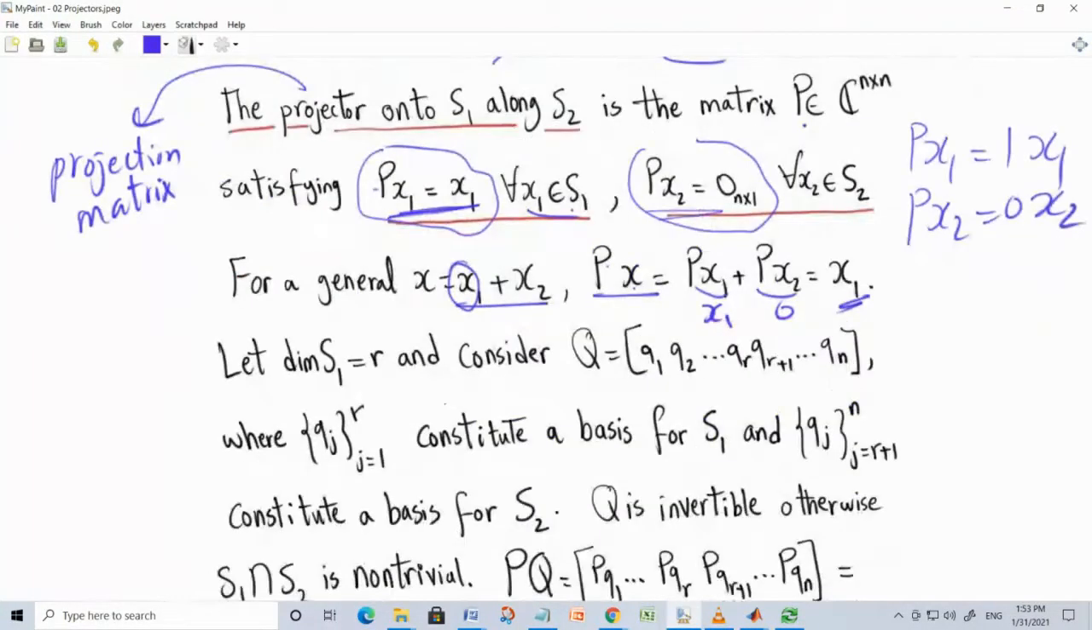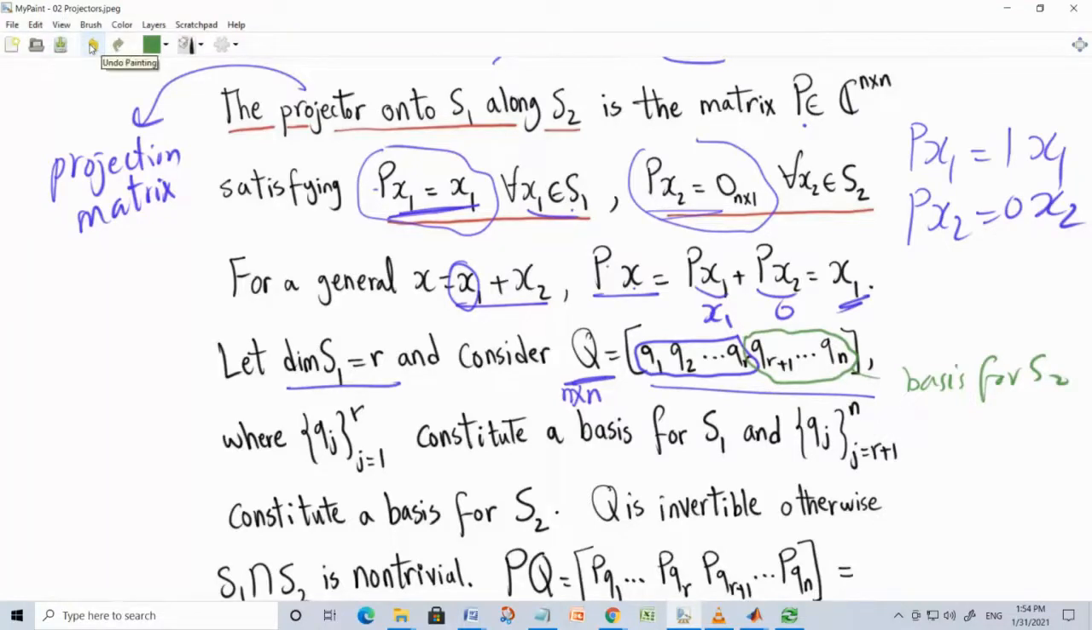Let's basically justify this and derive what the general properties of matrix B are. Suppose that the dimension of S1 is equal to R, and suppose that we have an n by n matrix like this. The first R columns in matrix big Q are a basis for S1, and the remaining vectors in Q, from QR plus 1 to Qn, are a basis for S2.